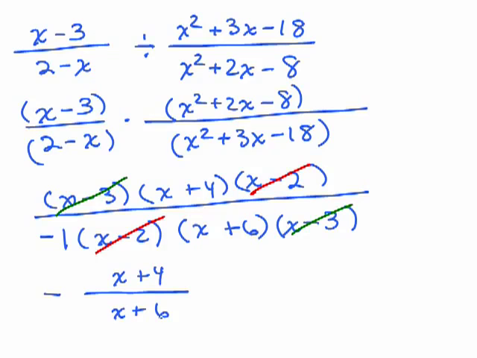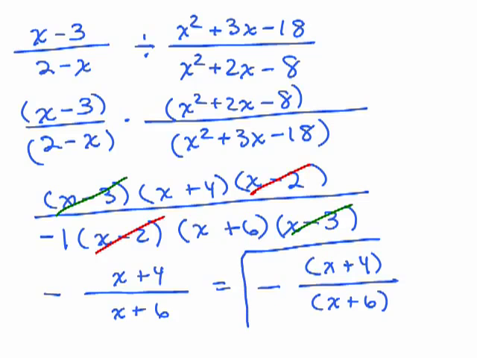You could leave it like that, or you could put a parentheses around it if you want. Or you could put a negative 1 in front of it. It's just the more standard way is just write the minus sign out in front. It looks a little bit neater. And there we go. So those are lots of examples on dividing rational expressions.